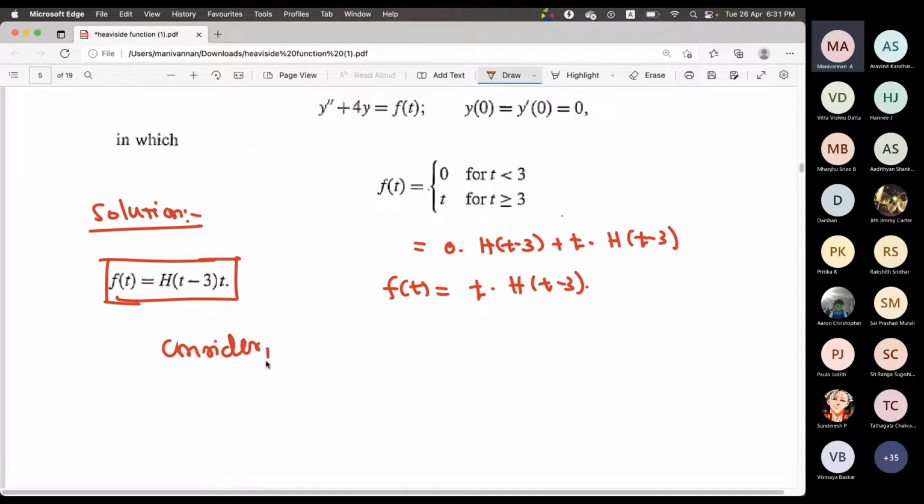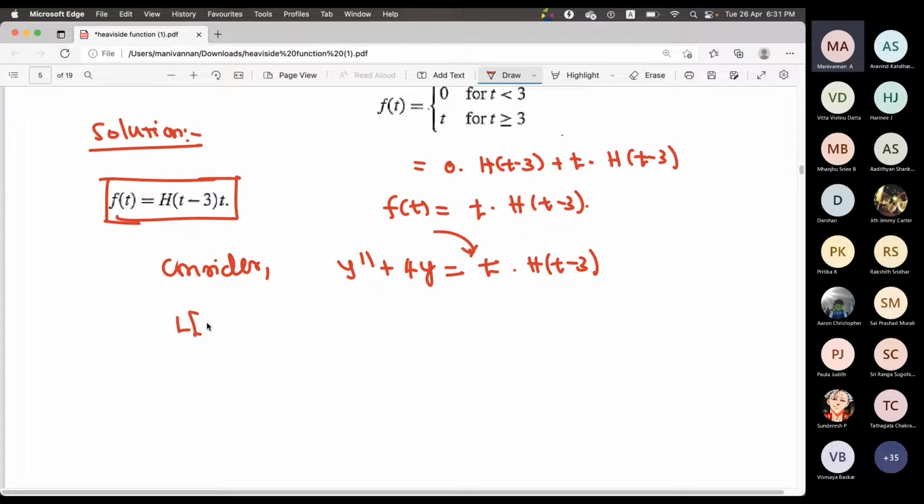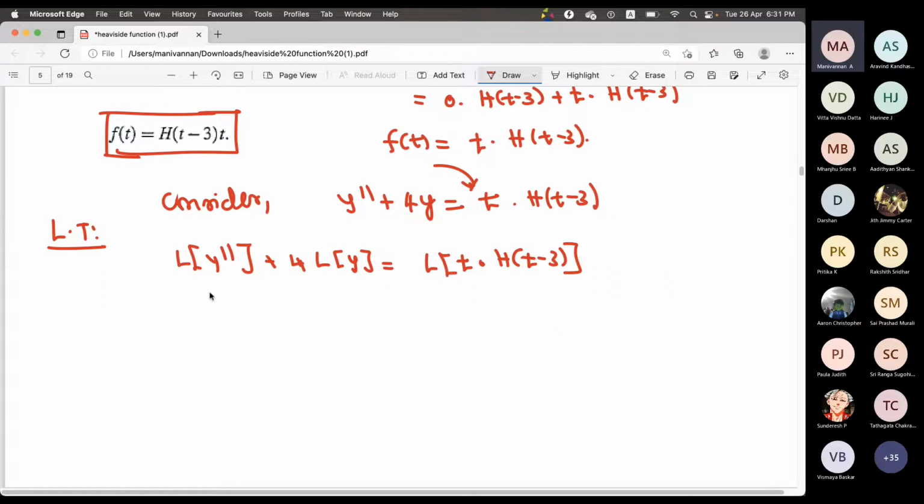With this, consider the given problem as y double dash plus 4y equals f of t. Since it is a piecewise function, it can be written in the form of Heaviside functions. Is it clear? So taking the Laplace transform on both sides, L of y double dash plus 4 times L of y equals the Laplace transform of t times h of t minus 3. This is nothing but s square y of s minus s times y of 0 minus y derivative of 0, plus 4 times y of s.